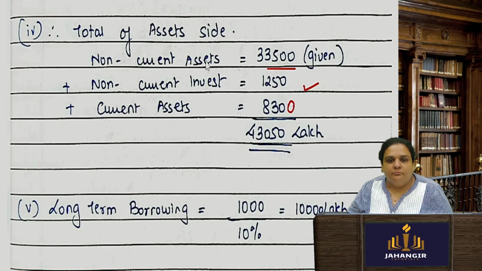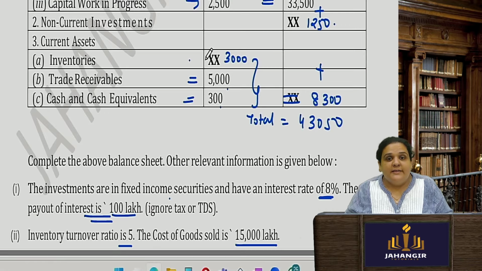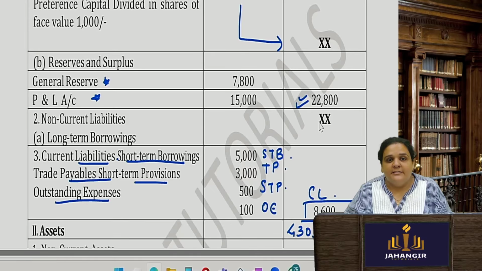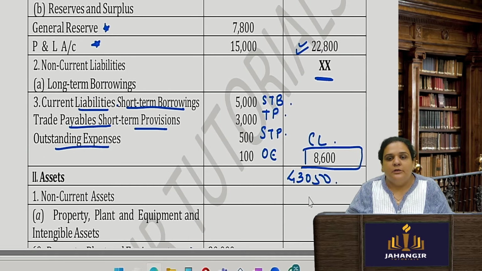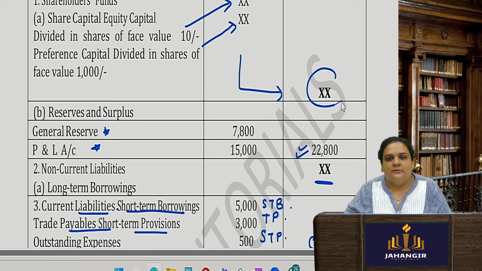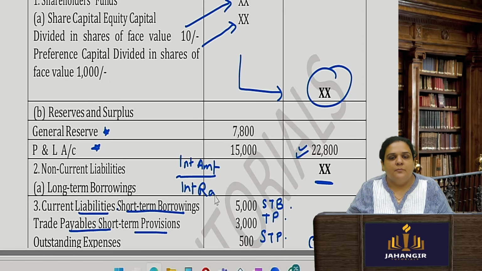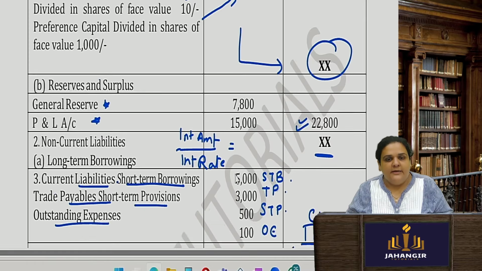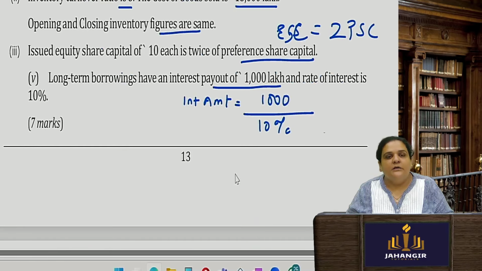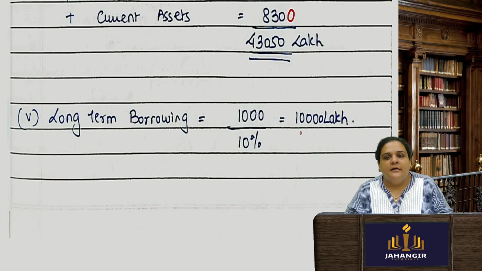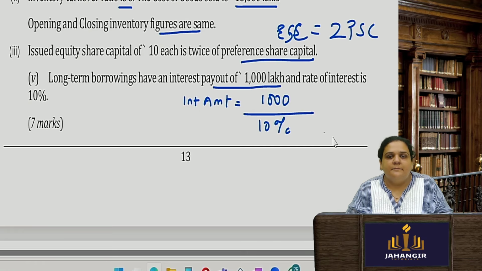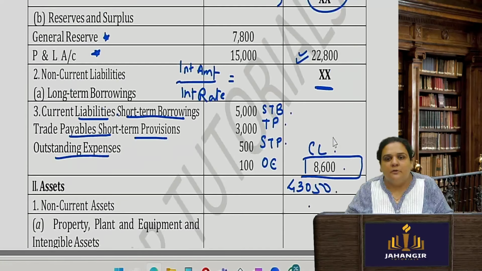Done. Now long-term borrowings I can find. So I know the total, I know current liabilities, I know everything, I can just find this. And for non-current liabilities, they have given me the interest amount and they have given me the interest rate. Super. Interest amount and interest rate will give me the figure for the long-term borrowings. How much it is? 1000 divided by 10%, 10,000 lakhs. Simple. Put it over here. 10,000.